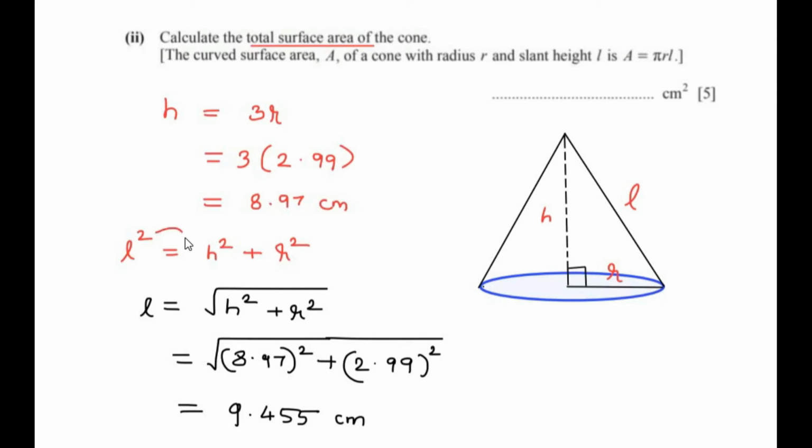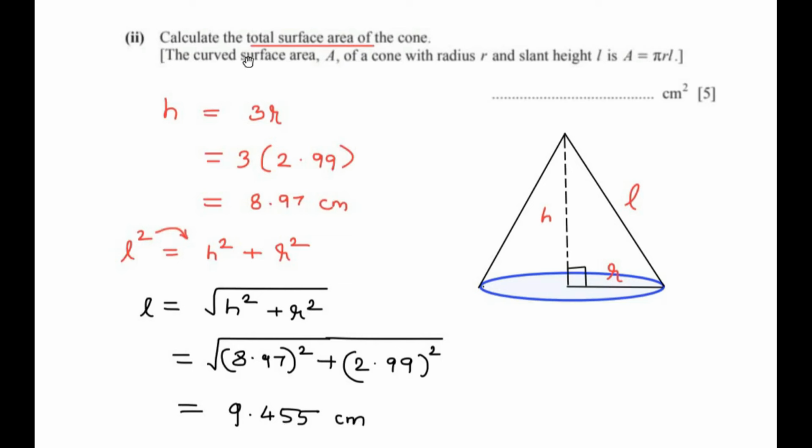Now taking the square root on the other side of the equal to sign, we get the slant height L is equal to square root of h square plus r square. H we got as 8.97, so we are going to square it, plus the radius is 2.99, so we are going to square it. Now this will give us the value of the slant height as 9.455 centimeter.